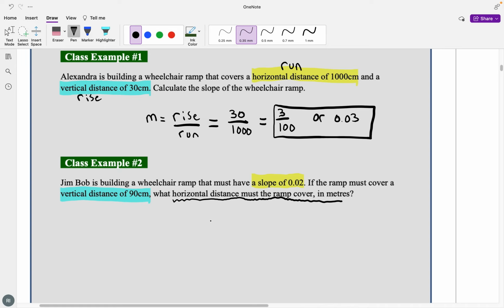My next step will be to write down the formula. Slope equals rise over run. And then I need to substitute the numbers or the values into the formula. So I have a slope and I have the vertical distance or the rise. So let's replace those numbers.